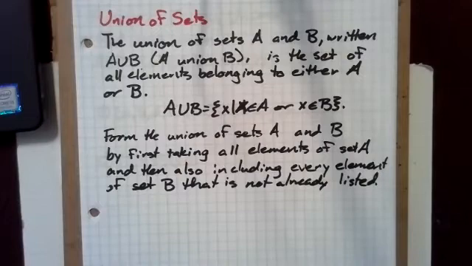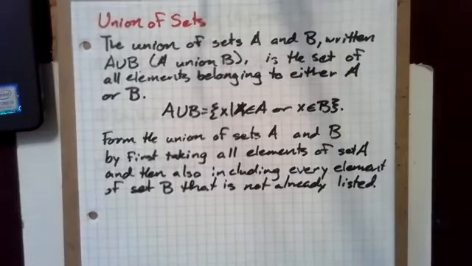The union of sets A and B, written A union B, is the set of all elements belonging to either A or B. A union B is equal to the set of x such that x is a member of A or x is a member of B. Form the union of sets A and B by first taking all elements of set A and then also including every element of set B that is not already listed. Do note that if you include elements that are already listed, that is not incorrect because we do not consider elements in a set twice.